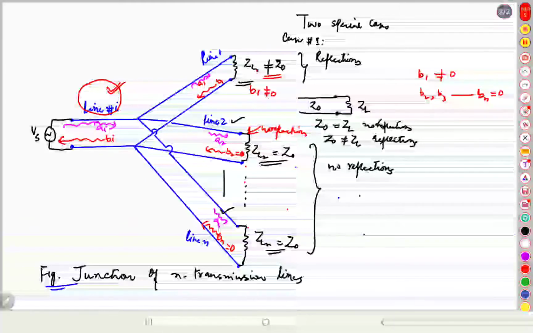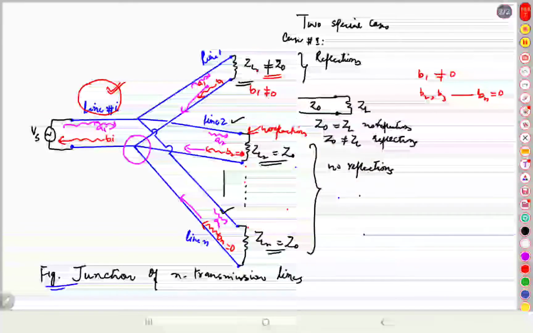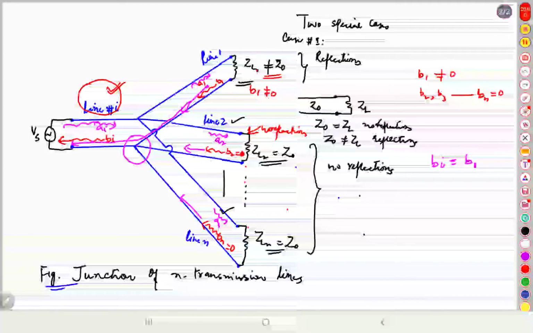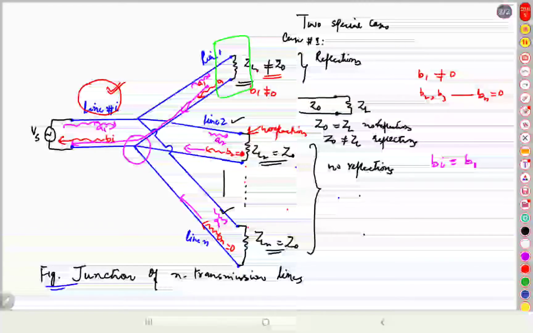If we look at the junction here, B2 is 0, Bn is 0, except for B1. So whatever comes from this reflection goes back to the source. So Bi is equal to B1. And what is B1? If we look at this port 1 here, what's B1?